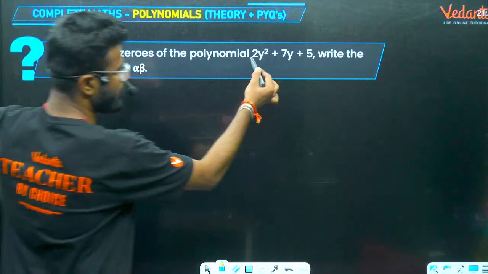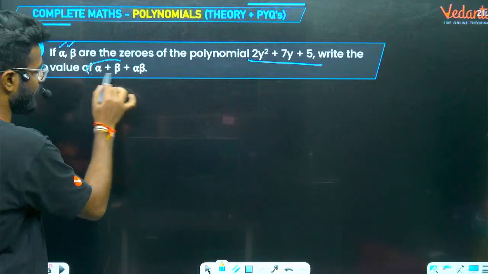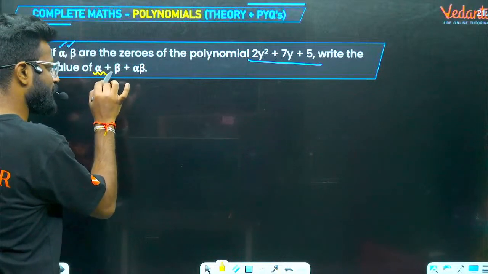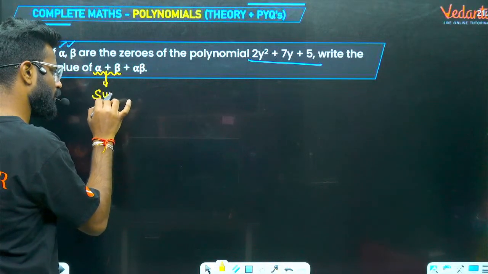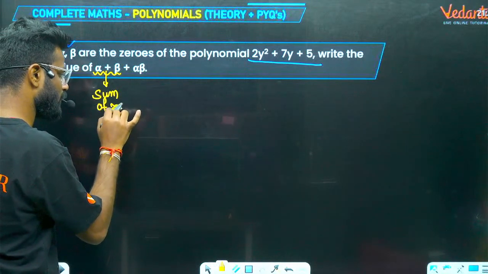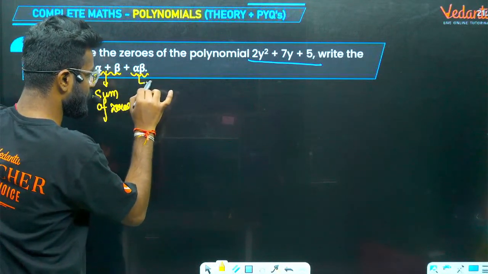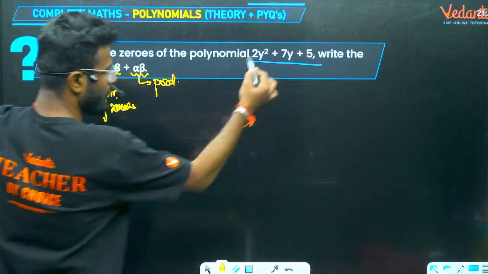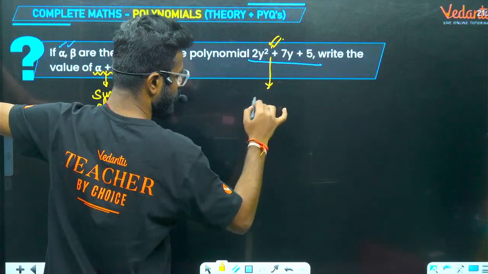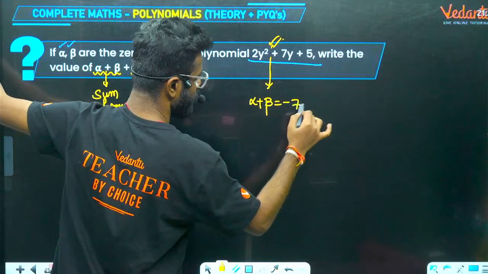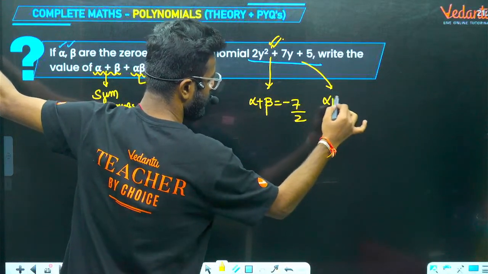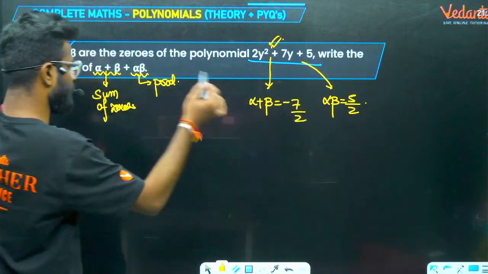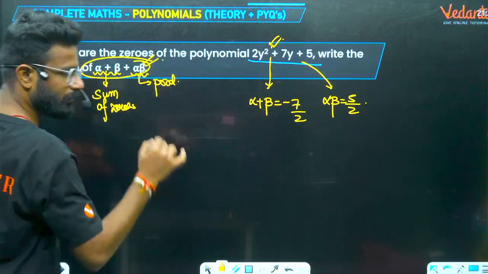Alpha and beta are the zeros of this polynomial. Find the value of alpha plus beta plus alpha beta. Simple. See, alpha plus beta is the sum of zeros and alpha beta is the product of zeros. You can find these things by using this polynomial. Alpha plus beta is equal to minus 7 by 2 and alpha beta is equal to 5 by 2. Put alpha plus beta and alpha beta in this, you can simplify this.